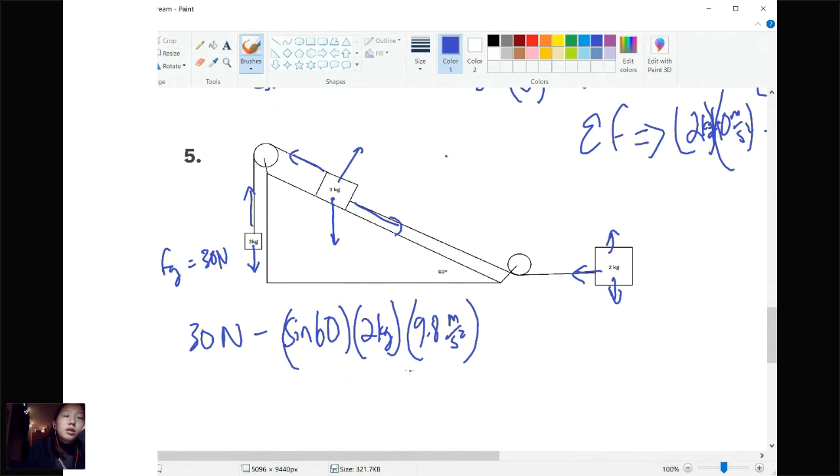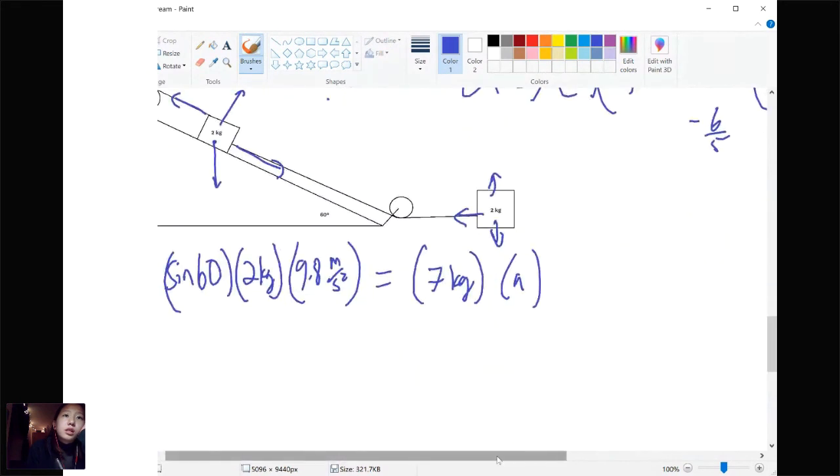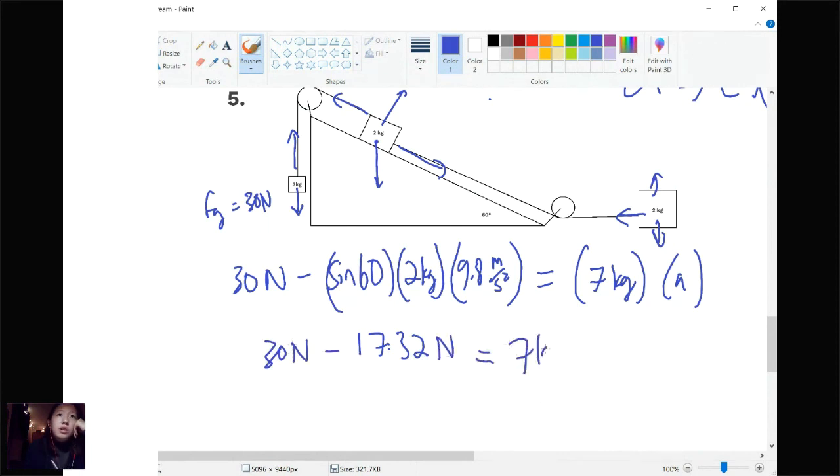Yep, and then that is equal to the total mass. So this guy plus this guy plus this guy, 7 kilograms times acceleration. We want to calculate this out. What I really need to calculate is sine 60 times 2 kilograms times 9.8, so about 20 times sine 60, which is 17.32. So 30 newtons minus 17.32 newtons is equal to 7 kilograms times acceleration.